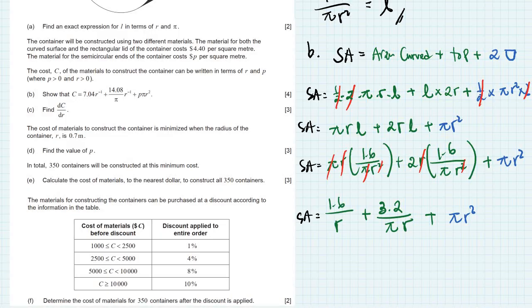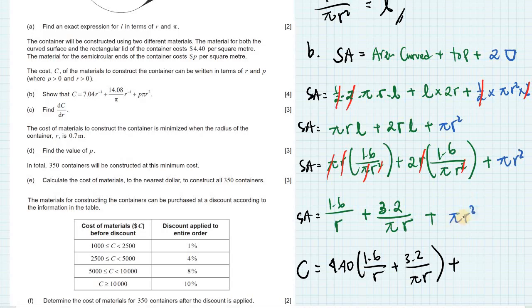So the cost is equal to, remember the green one, the cost of the green one is 4.40. So we multiply the green with the 4.40. 4.40 times the green one, I'll just write it in black now. 1.6 divided by r plus 3.2 divided by pi r, close bracket, plus, and then the cost of the blue one is p. So pi r squared times p.